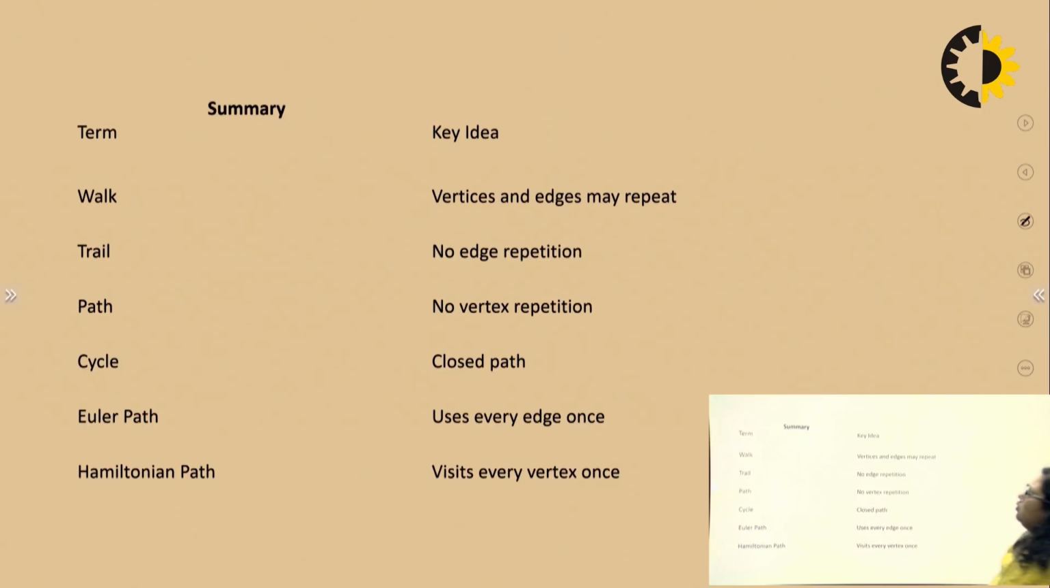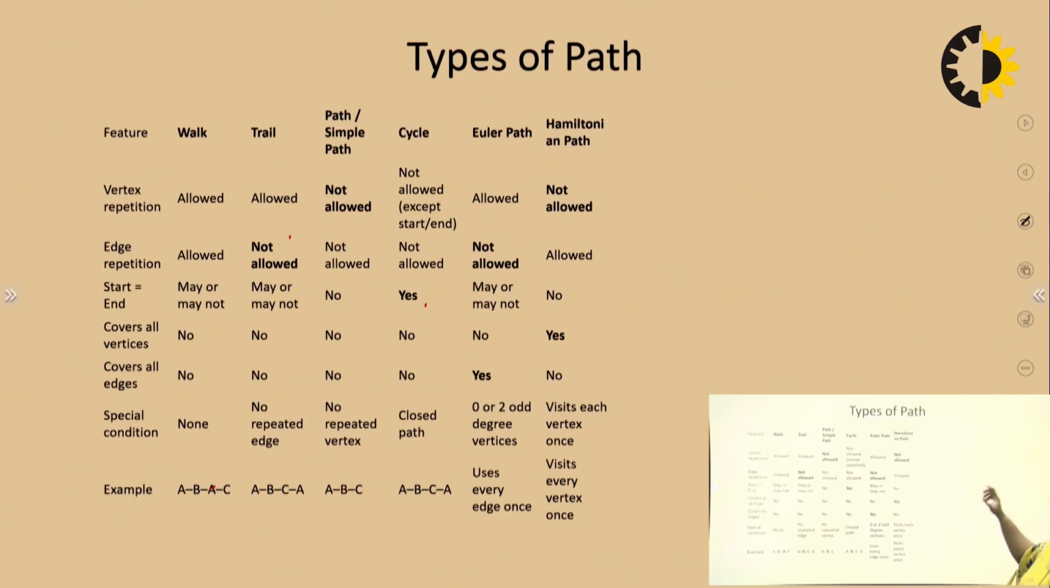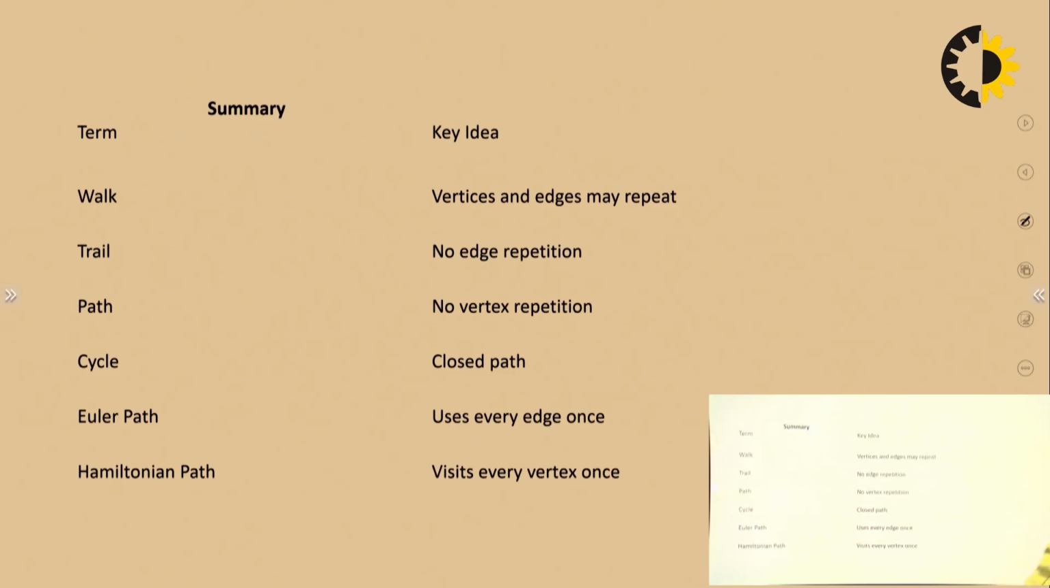So this is a summary of what we have covered in our previous slide. Walk, vertices and edges may repeat in a walk. Trail, no edge repetition. Path allows no vertex repetition. Cycle is a closed path. Euler path uses every edge at least once. Hamiltonian path visits every vertex once.